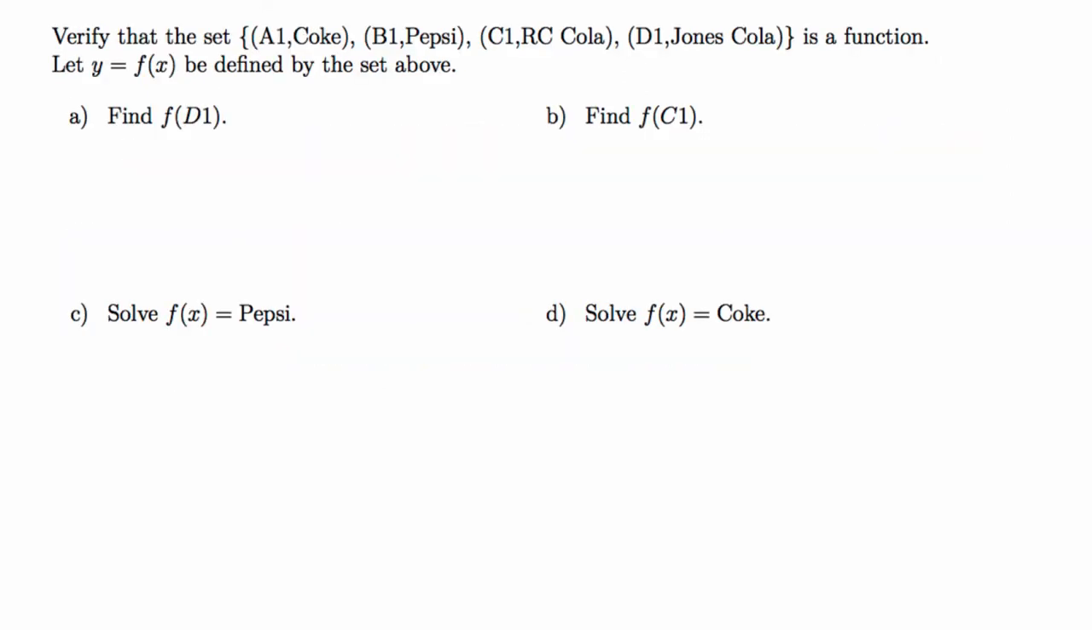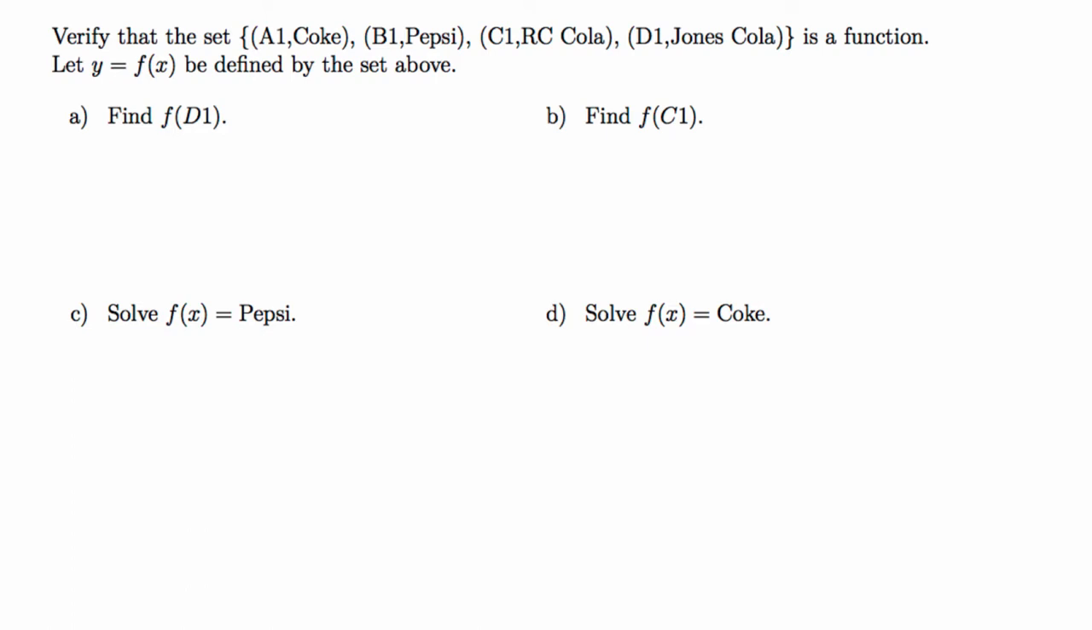We are first asked to verify that the set of ordered pairs A1, Coke, B1, Pepsi, C1, RC Cola, and D1, Jones Cola is a function. Well, since each x value is paired with exactly one y value, this does check out to be a function, and we will let y equal f of x be defined by that set above.